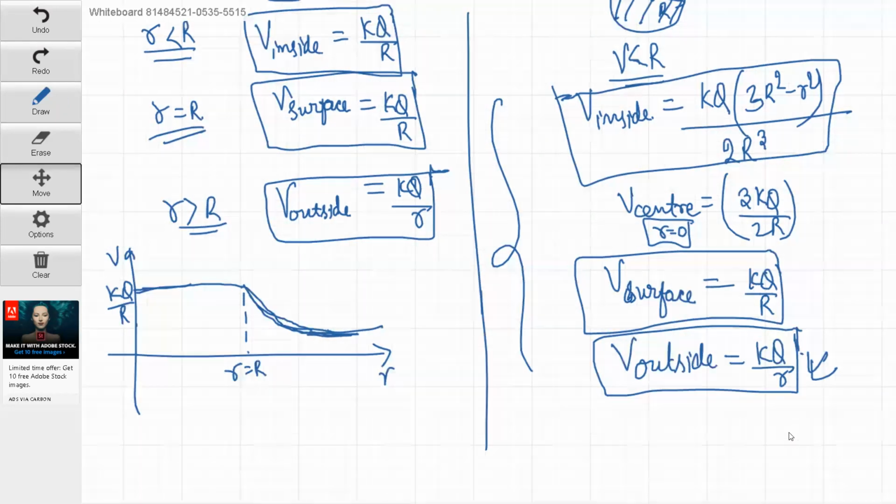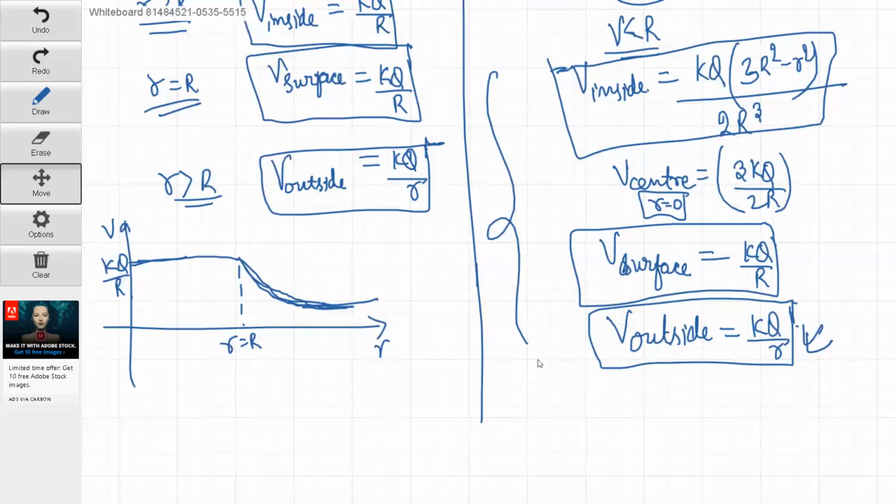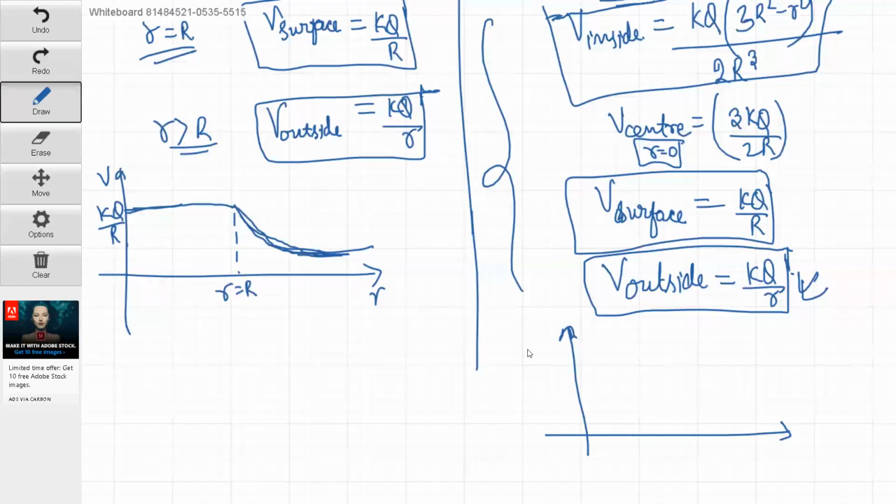Now the graph of this one is, at the center, this is 3KQ by 2R. So it decreases like this. And again, hope you understand. So this is the potential. Is this?